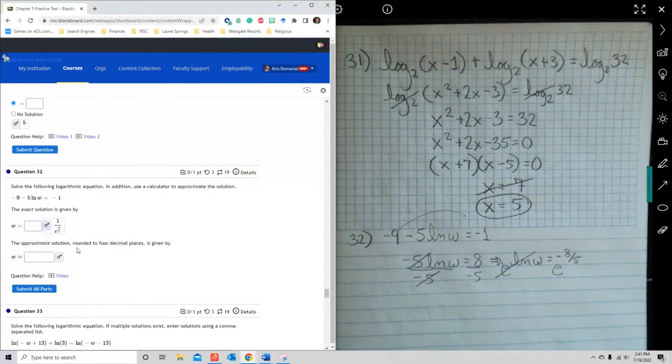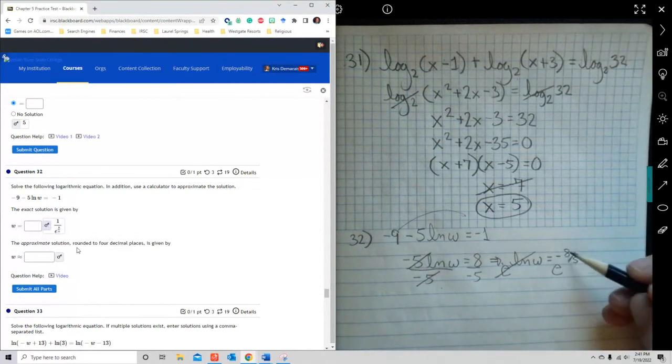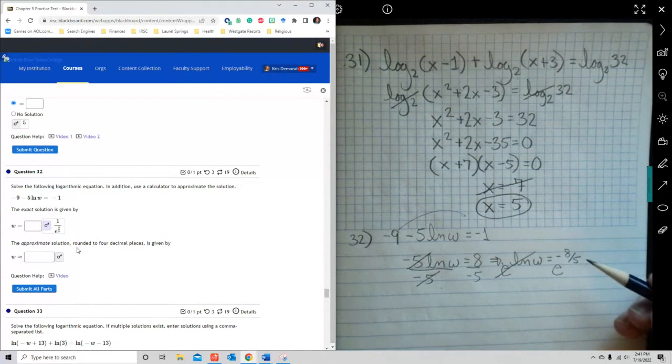Now, it will work if you put in e raised to the -8/5. Just do what you're comfortable with, and then punch it in your calculator. I'm going to assume you know how to punch it in your calculator, round it to the 4 decimal places. You can get the following.